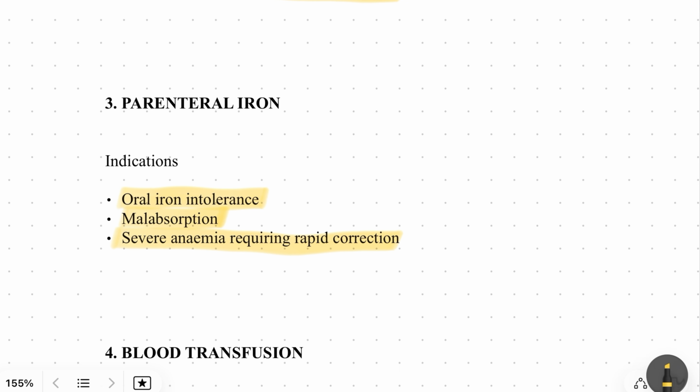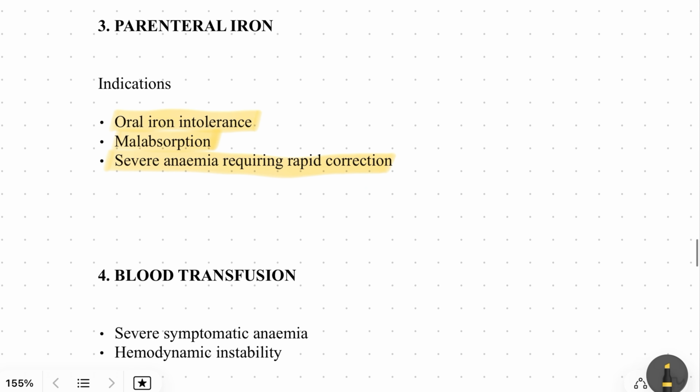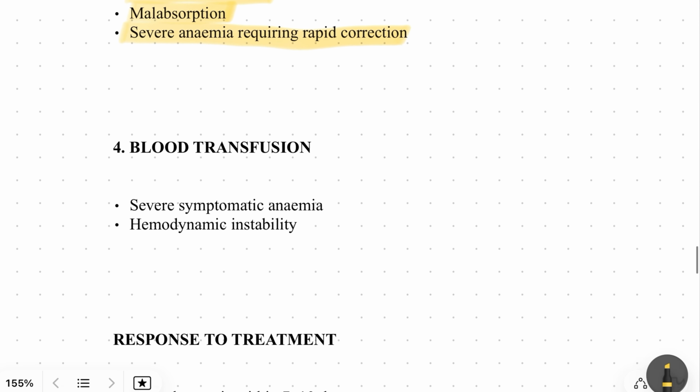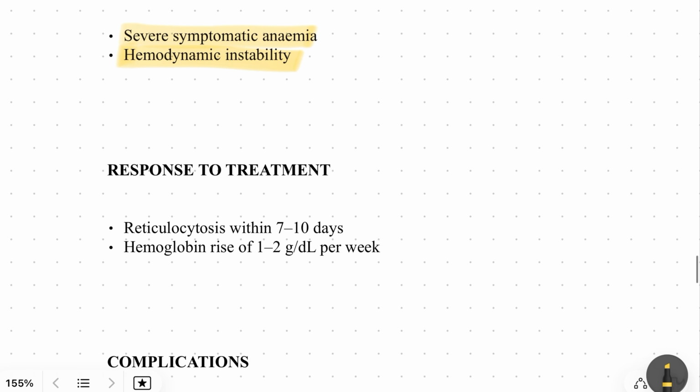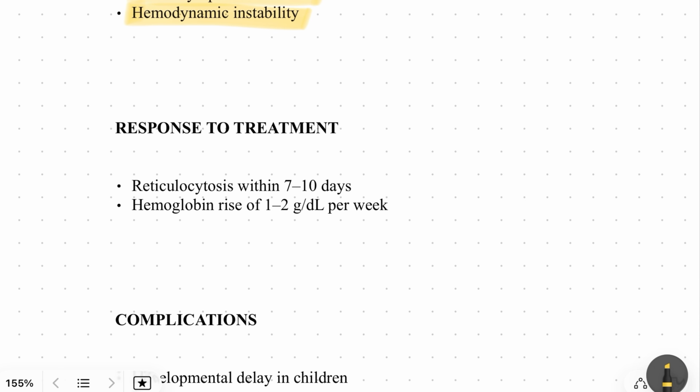If you don't have time and you want the severe anemia to be corrected immediately, then you are going to give parenteral iron. If these two are not working, or there is some emergency and you want immediate correction, you are going to give a blood transfusion. Response to treatment: reticulocytosis will be seen within 7 to 10 days. Hemoglobin rises 1 to 2 grams per deciliter per week.